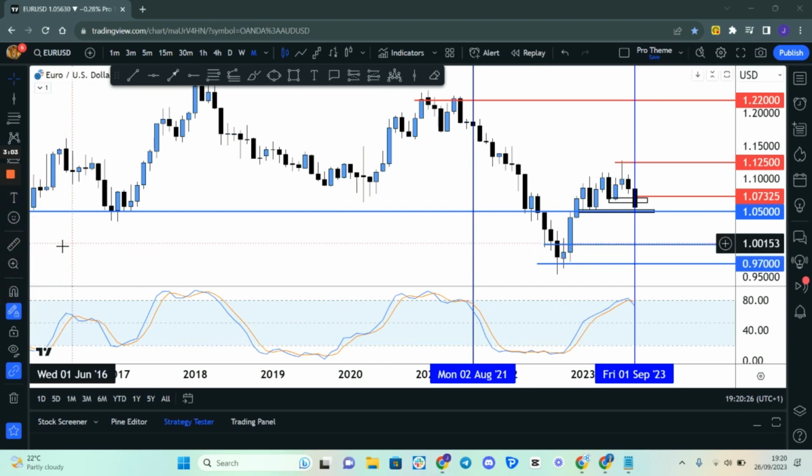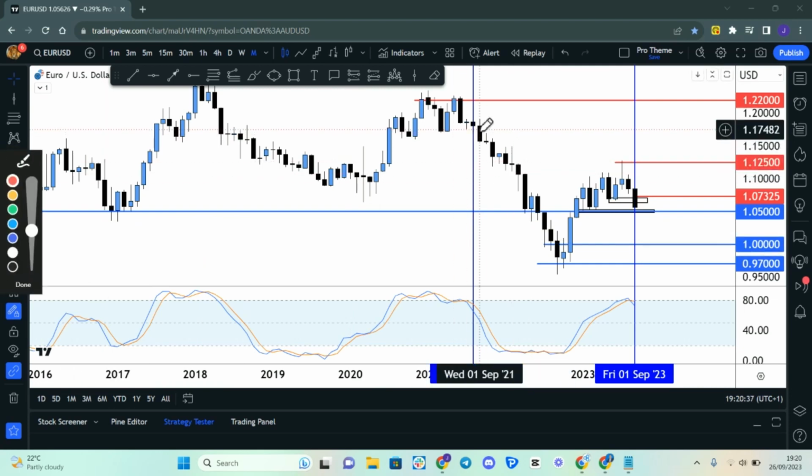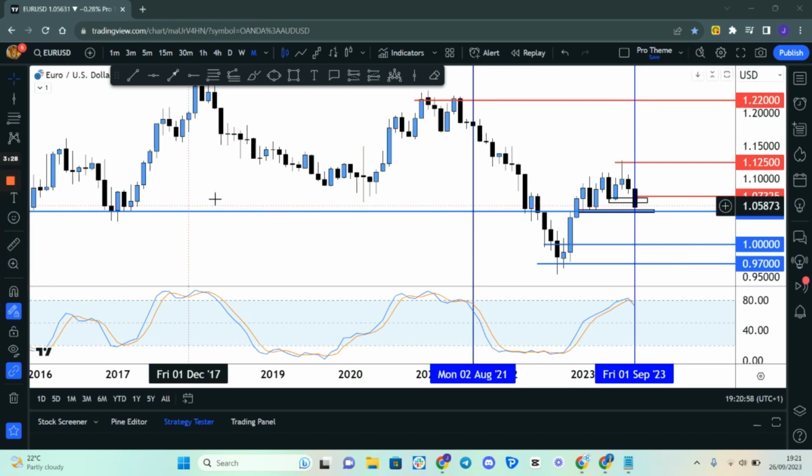And you can see if I just grab there, we can see that price fell from here and then turned around this area there. So that was around about a 2,000 pip drop. Could we see something like that again? And if we do, does that mean price is going to come down to parity levels or even below parity towards the 0.97? It could happen. So that's what we're looking for here.